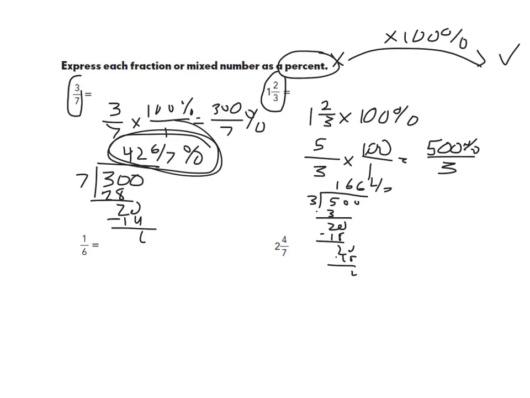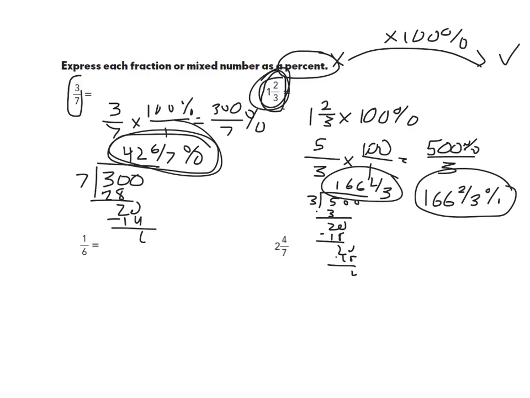It looks like we get 166 2/3%. And so it sort of makes sense because this is over a whole anyway over here. This is over 100%. Why don't you try the bottom two? Try the bottom two, pause it, and then I'll go over how to do them.